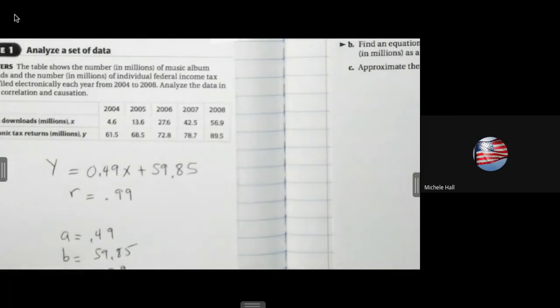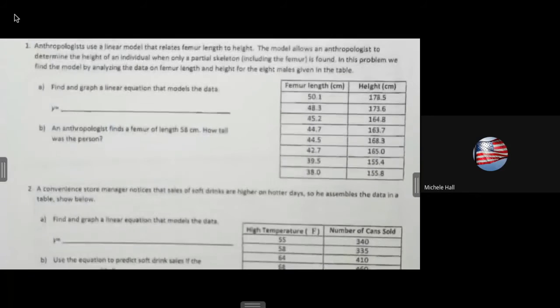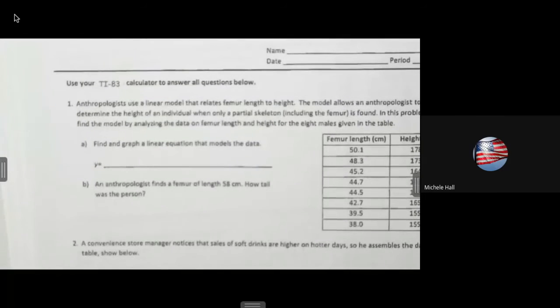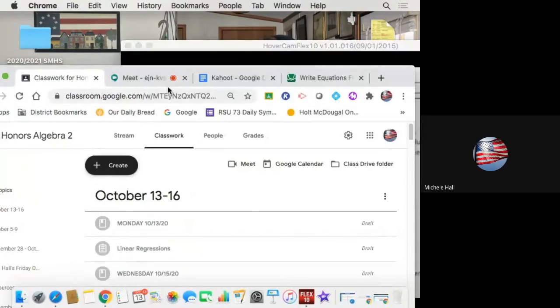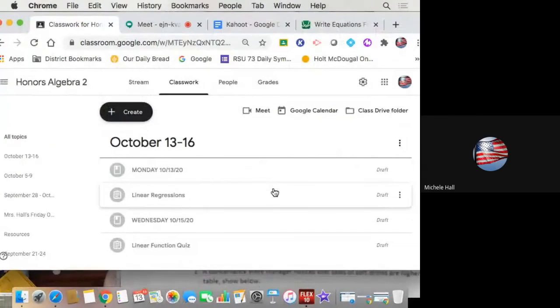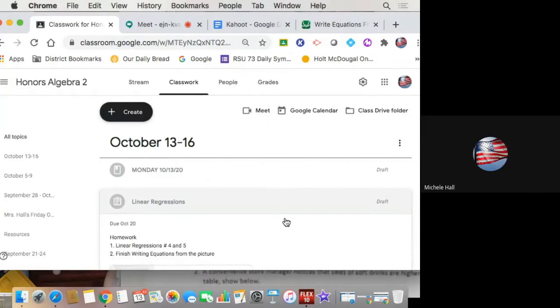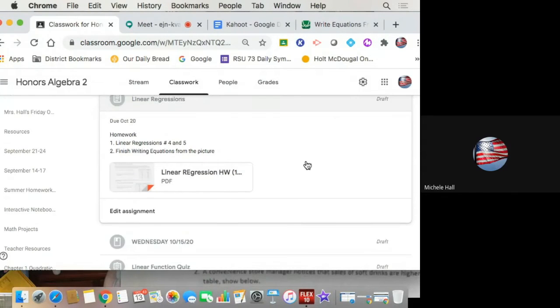For you virtual people right now, there's the linear regressions homework. We had problems 1 through 3 to do. And I'm assigning the last 2, and I want to check Google Classroom to see if I have a place for that. Linear regressions. Due October 20th.